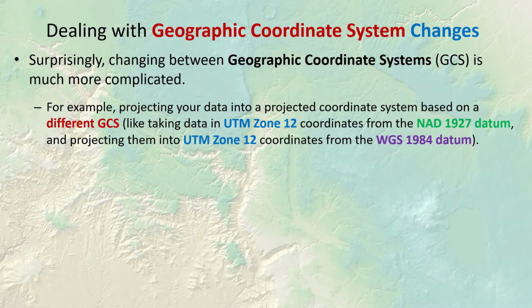And for example, we have data that's in UTM Zone 12, but that's projected out from the NAD 1927 datum, and we want to project it into UTM Zone 12 based on the WGS 84 datum. So they're both the same projection, and they're both projecting into the same projected coordinate system, but they're projecting out from 2 different underlying geographic coordinate systems. This causes ArcGIS trouble.